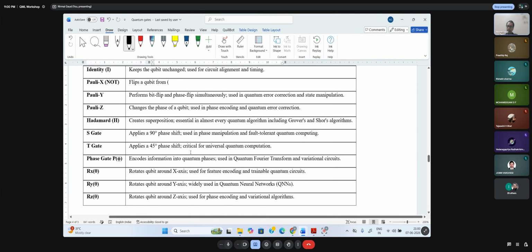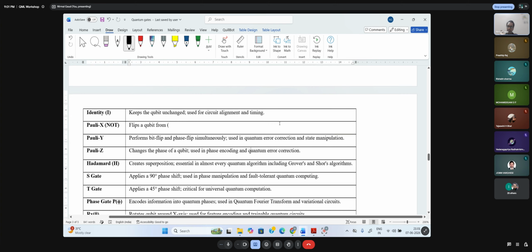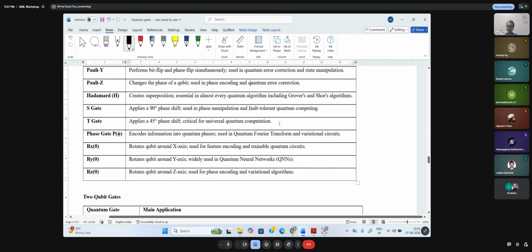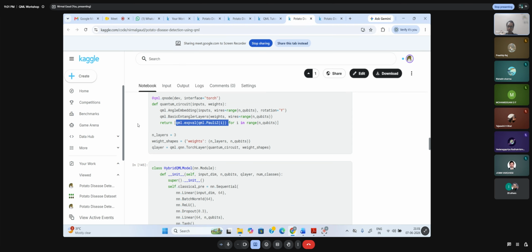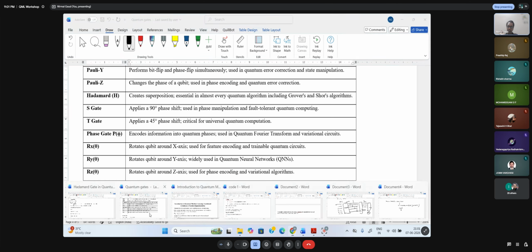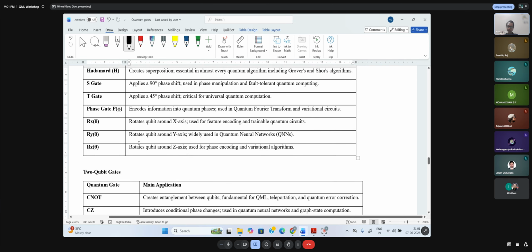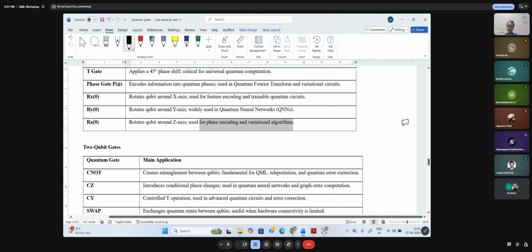According to Pauli-Z, it will change the phase of the qubit, using phase encoding and quantum error correction. Then, what's more here? Angle embedding. Okay, so we will be using rotation for angle embedding. Rotation feature encoding for X, quantum neural network for Y, phase encoding for Z.